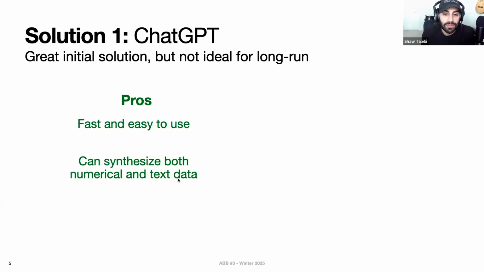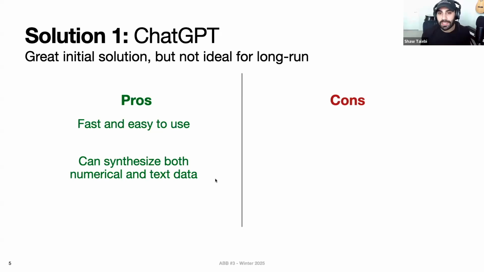Another upside of ChatGPT is that it can work with both the numerical and the text data. The text data, it can understand directly, and it can also understand the numerical data, but it'll probably write some Python code or something to analyze the numbers that you provide in any kind of CSV file.